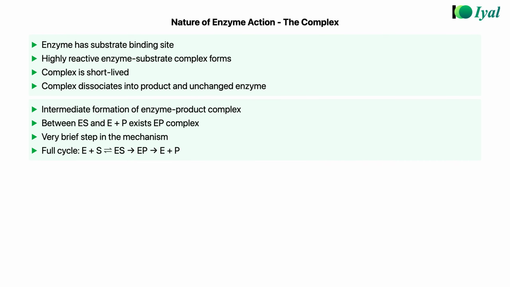Actually, there's an intermediate step. Between the ES complex falling apart and the product being released, there's a brief enzyme product complex, EP. It's part of the complete cycle. The full cycle is enzyme plus substrate reversibly form the ES complex, which goes to the EP complex, which then releases product and regenerates the free enzyme.